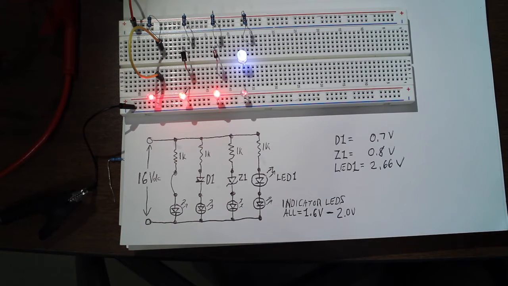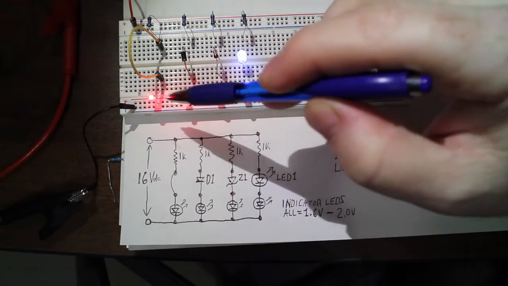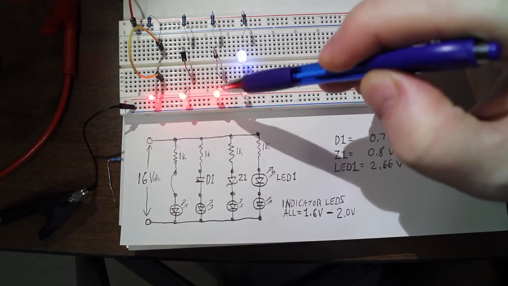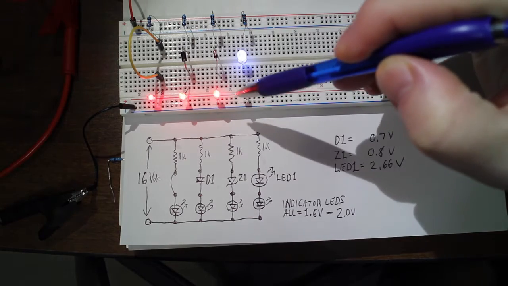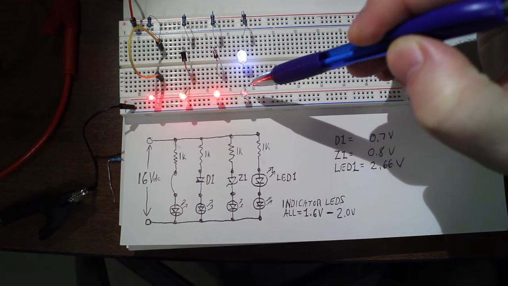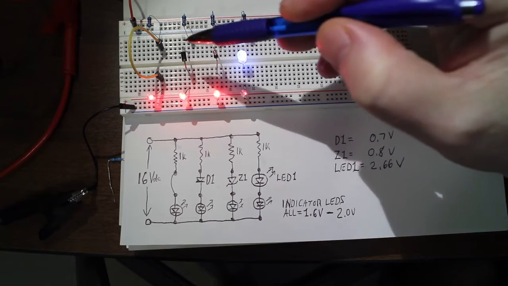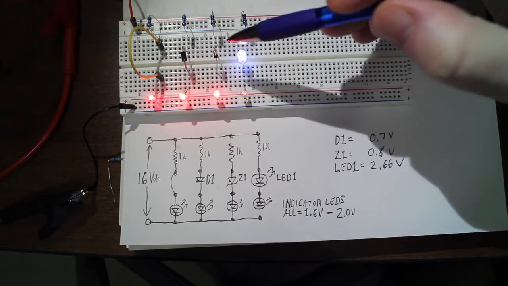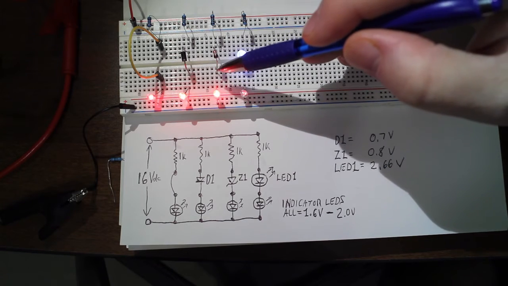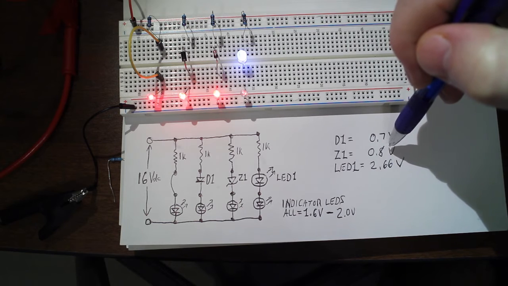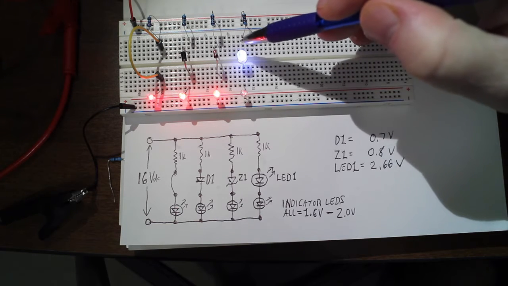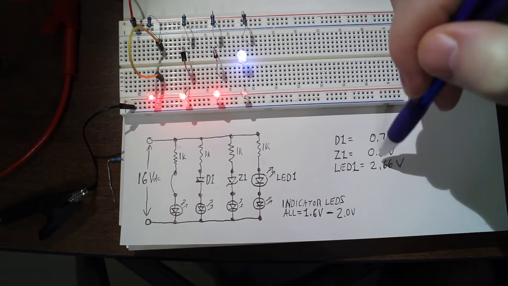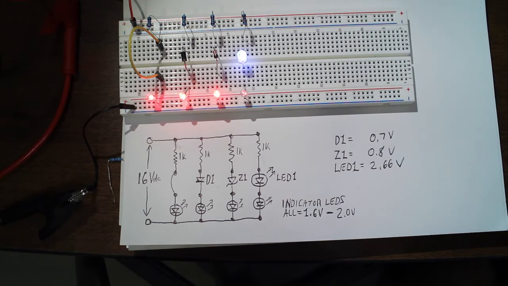I've already measured the voltage drops across each of these components, and the bright red LEDs are each about 2 volts. The dimmer LED is about 1.6, 1.7. The drop across the rectifier diode is 0.7 volts. The forward voltage drop of this Zener diode is 0.8 volts. And the forward voltage drop across this white LED is a whopping 2.7 volts.